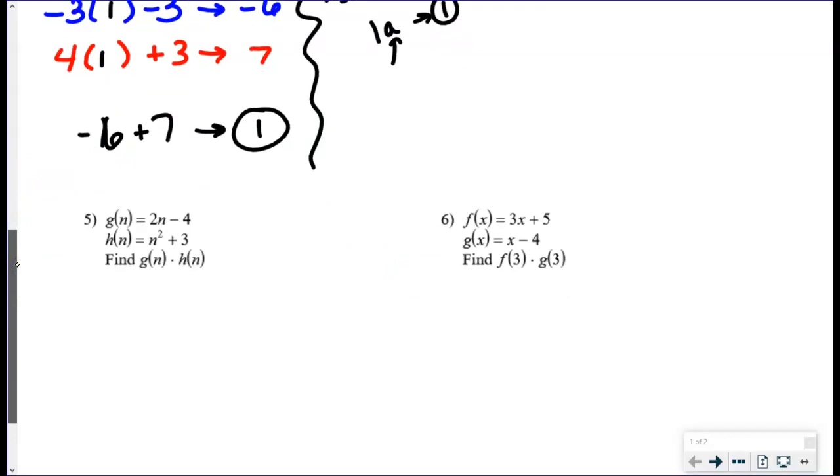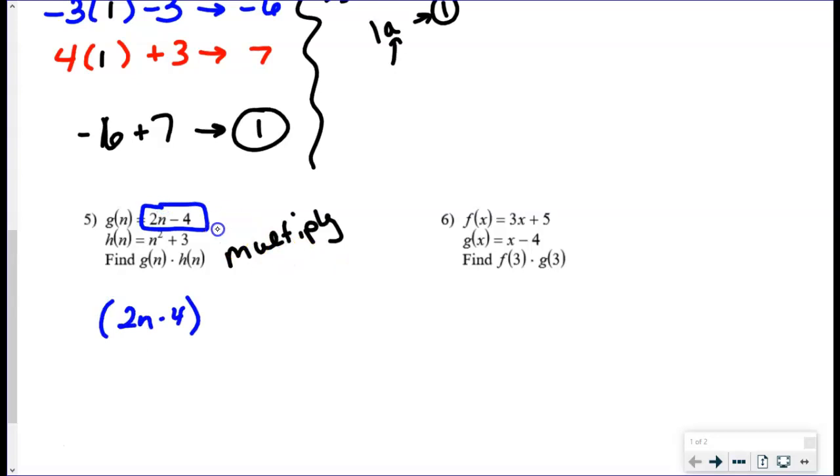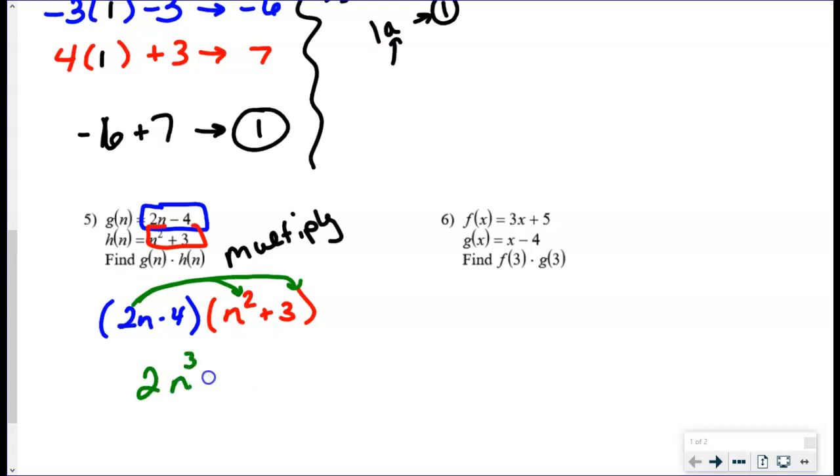Be careful on 5 and 6. The notation, again, is what's going to get you. This means to multiply. So you're going to set up a multiplication question for yourself where you take function g in parentheses and you multiply it by function h in parentheses. Now this is not a good final answer because you can simplify this. So you're going to distribute the 2n to everybody in the second half. Careful here, this is a 2n to the third power. And then 2n times 3 is plus 6n.